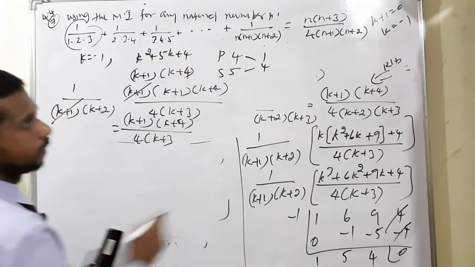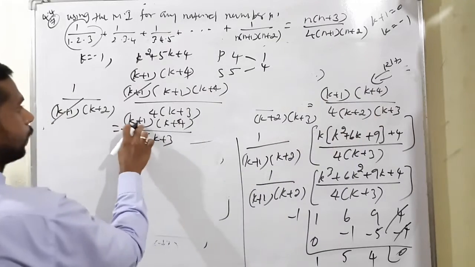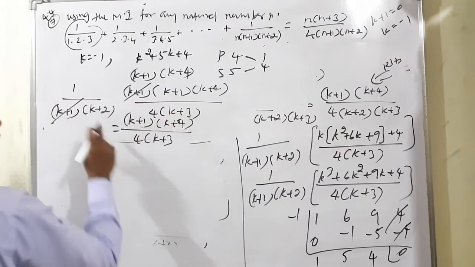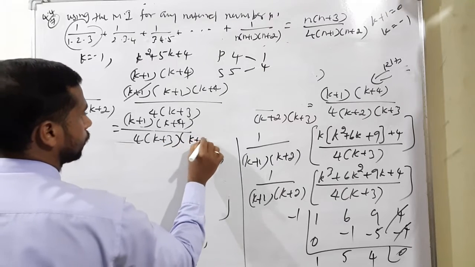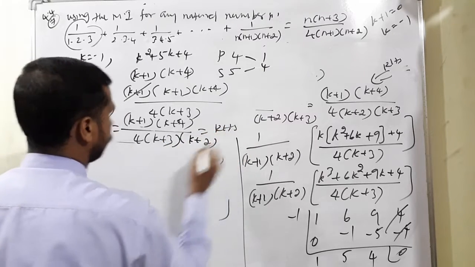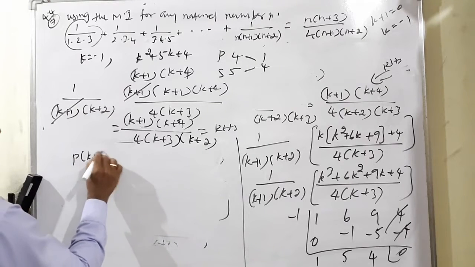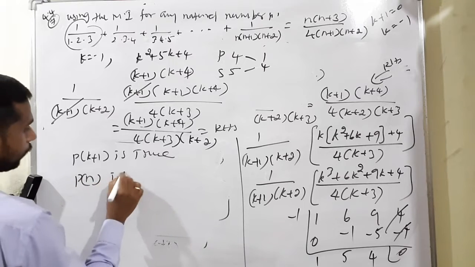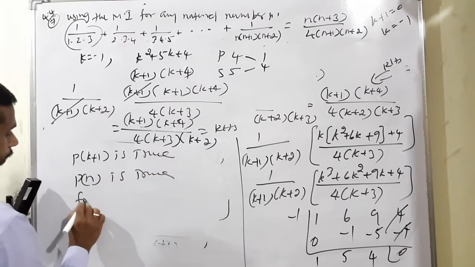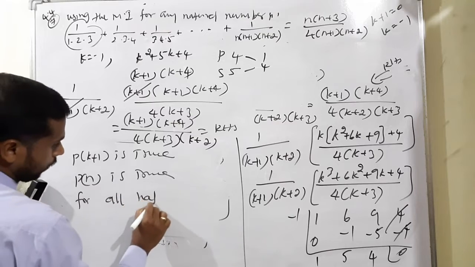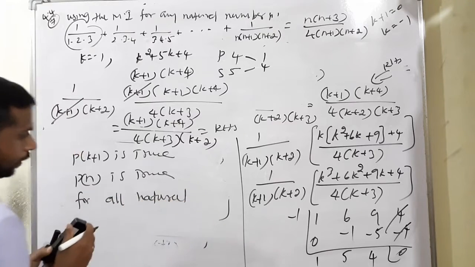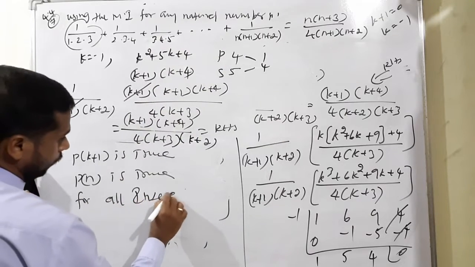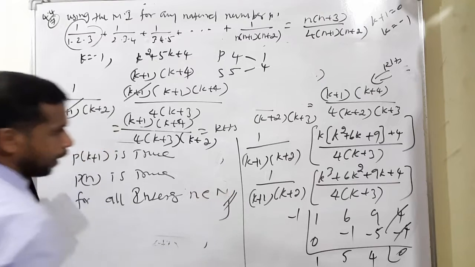Check it. What is the RHS sum? k plus 1 into k plus 4, k plus 1 into k plus 4, denominator 4 into k plus 3. One more balance is there. What's the value? k plus 2. This is called the RHS. Therefore, we can say P of k plus 1 is true. So P of k plus 1 is true means we can say P of n is true. Therefore, for all integers n belonging to natural numbers, hence proved.